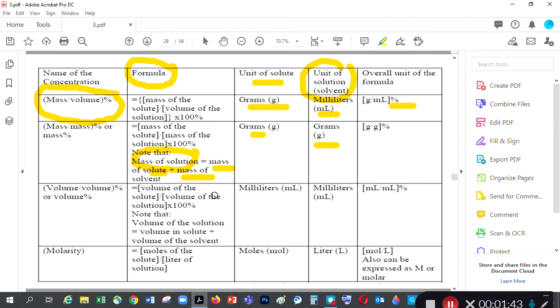The third type is volume over volume percentage, which is the same way as the mass over mass. Here we have to do the volume of the solute in milliliters divided by the total volume of the solution. The total volume of the solution here is the volume of the solute plus the volume of the solvent, in milliliters, multiplied by 100.